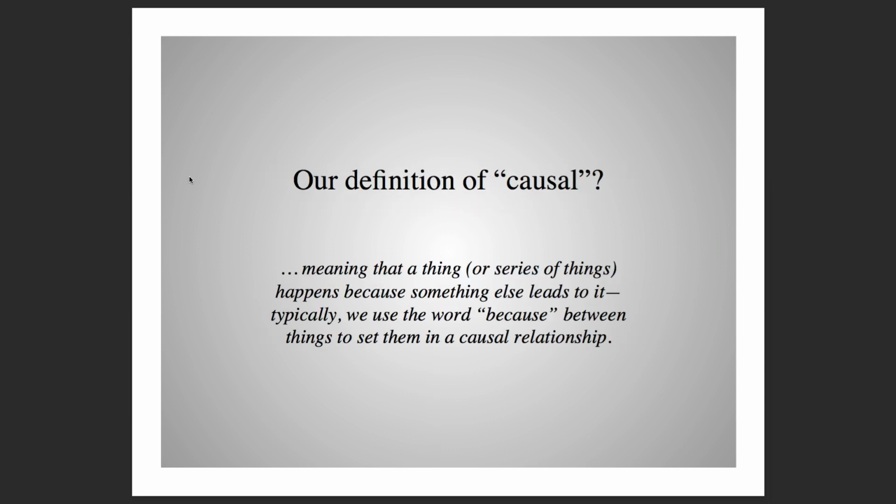But first, what's a causal relationship? I want to make sure that's absolutely clear. Causal in this context means that a thing or a series of things happens because something else leads to it. Typically we use the word because between things to set them in a causal relationship. So again, don't overthink it. Causal means that something is causing something else to happen, right? Something leads to something else.